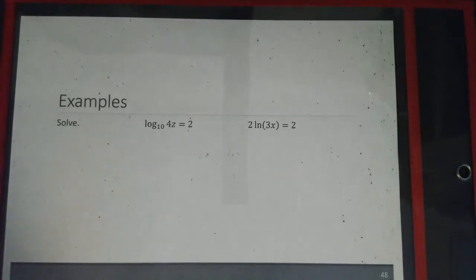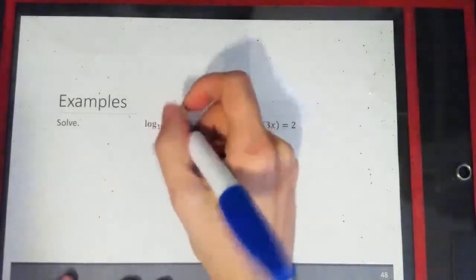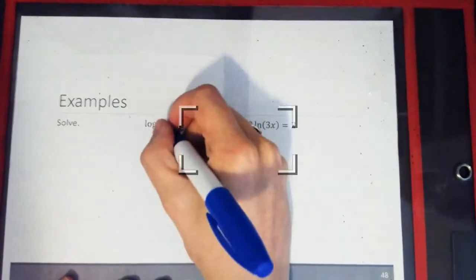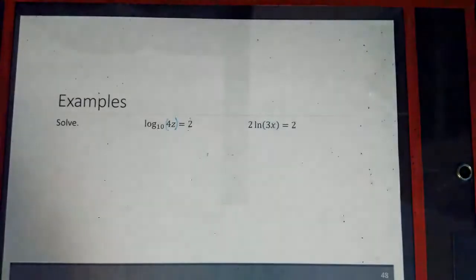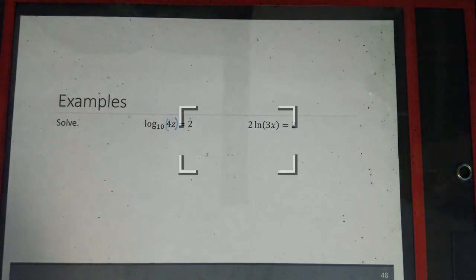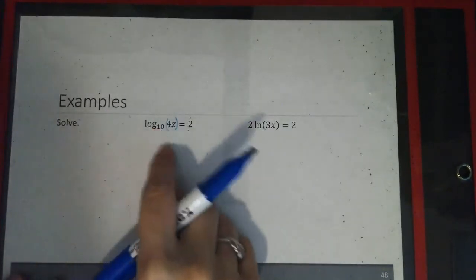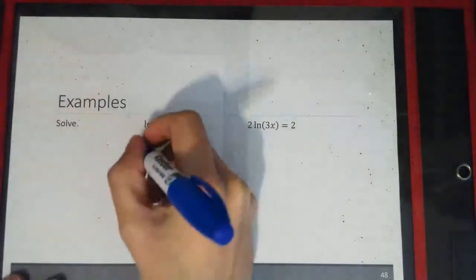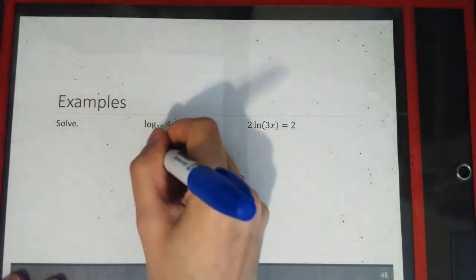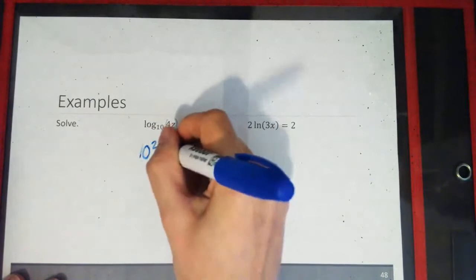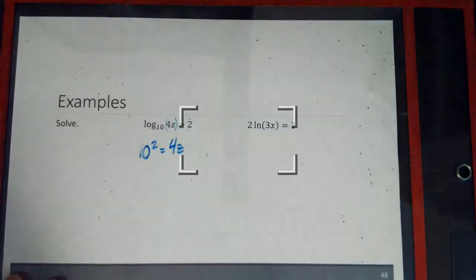First up, we have log base 10 of 4z is equal to 2. I'm going to put in the parentheses just so I can clearly see what my argument is, 4z. And now I'm going to switch it to exponential form. So I will have 10 raised to the 2 power, so 10 squared, is equal to my argument, 4z.